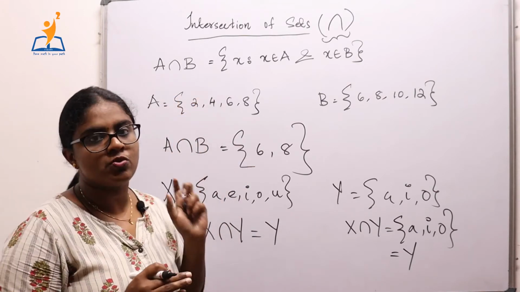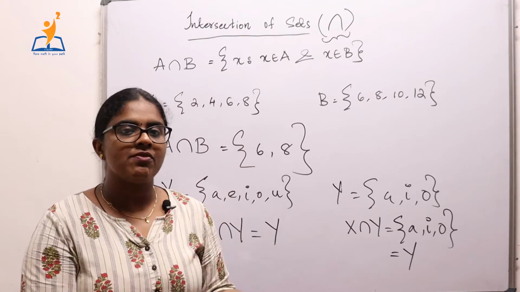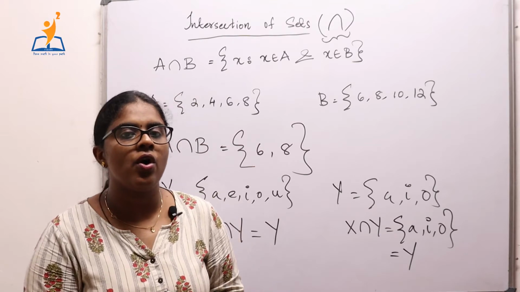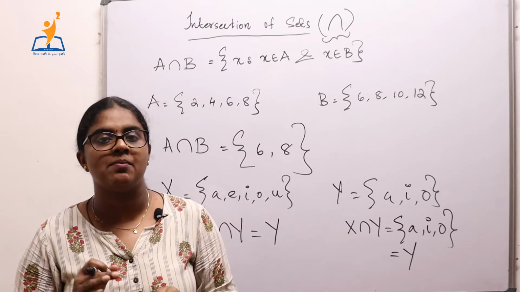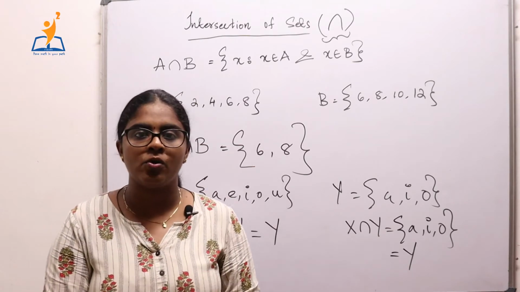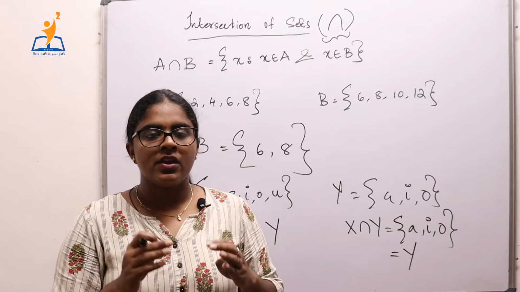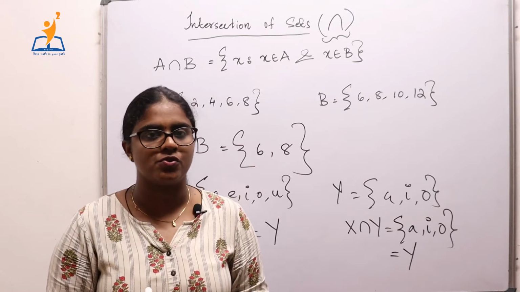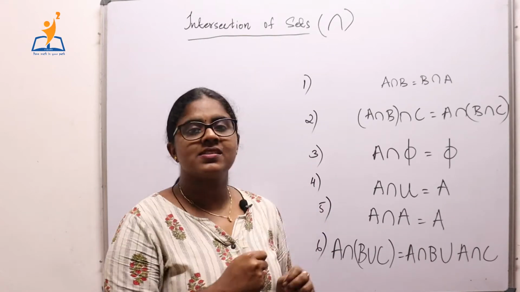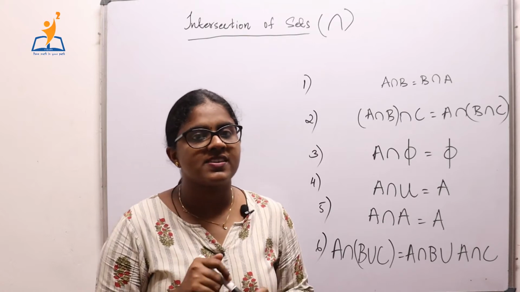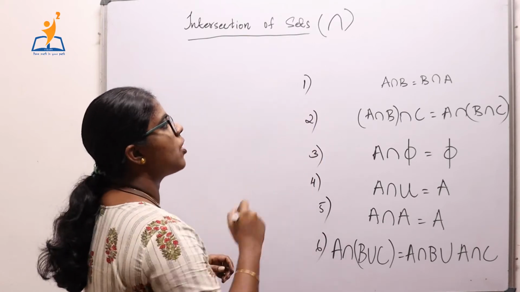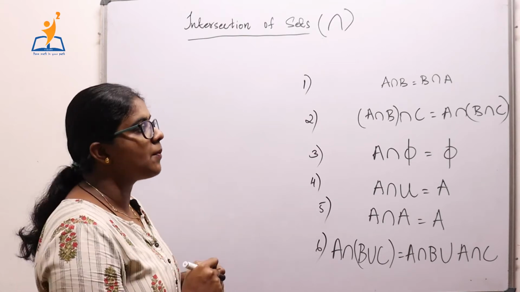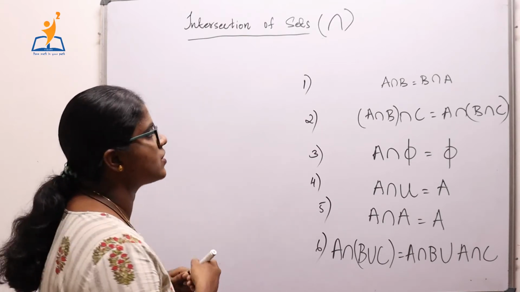We started with two sets A and B, and when we intersect them, A intersection B is the set of all elements which are common to both A and B. Now we shall see some basic properties of intersection of two sets. First property is A intersection B is equal to B intersection A. It is the commutative property for intersection of two sets.